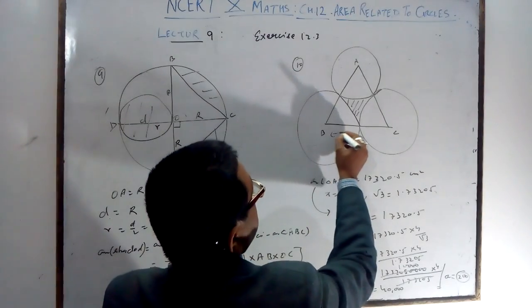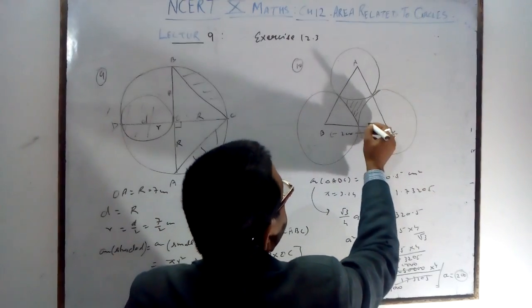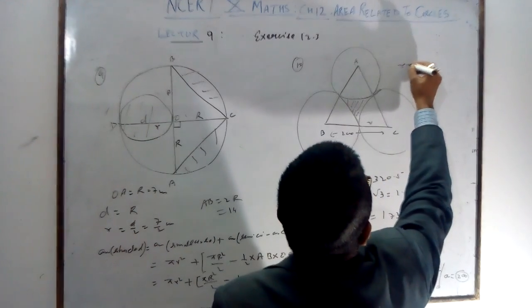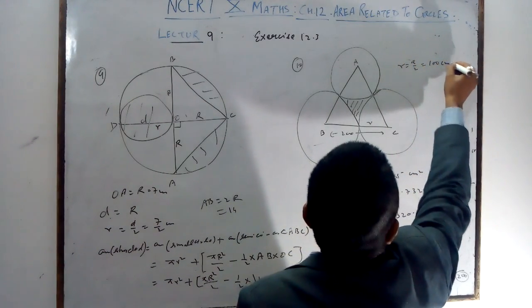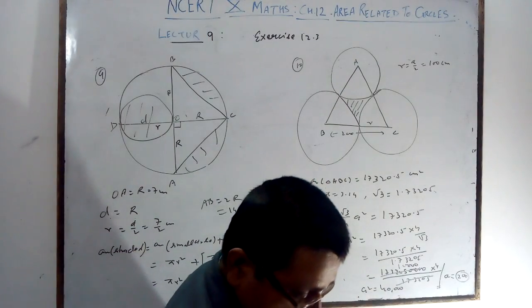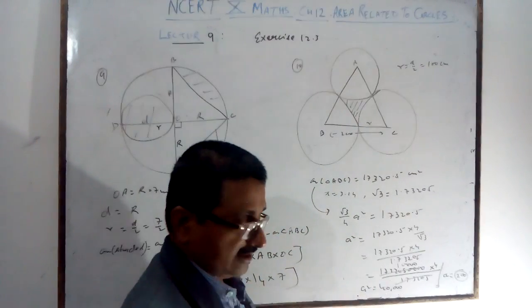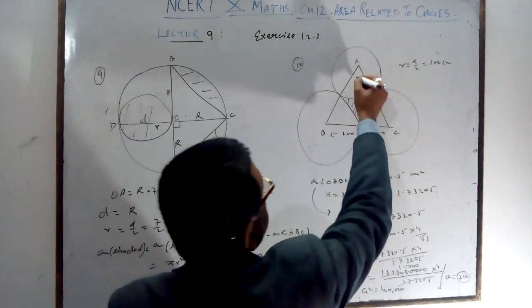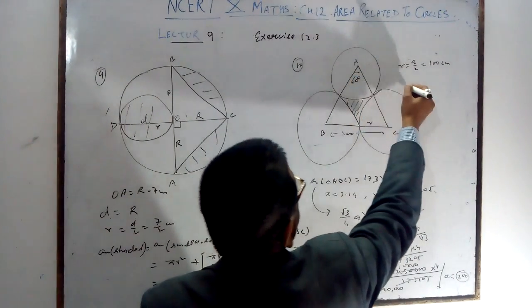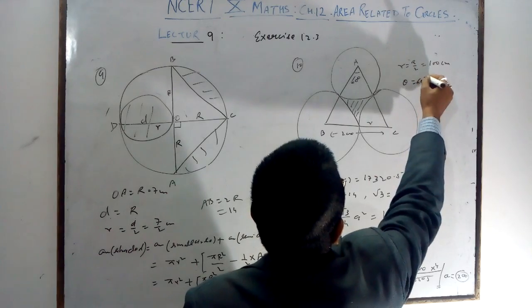If it is 200 given, then what is the R? R will be A by 2, that is 100. 100 centimeter. Centimeter is given in the book. Now, what is the theta in this? Theta is 60 degrees.